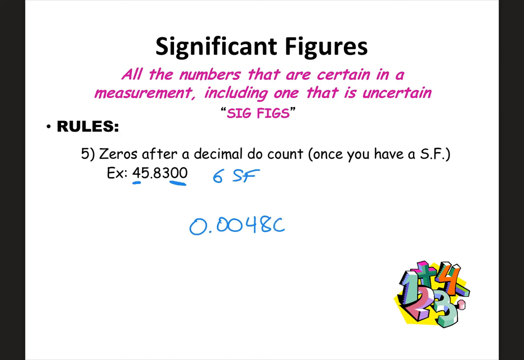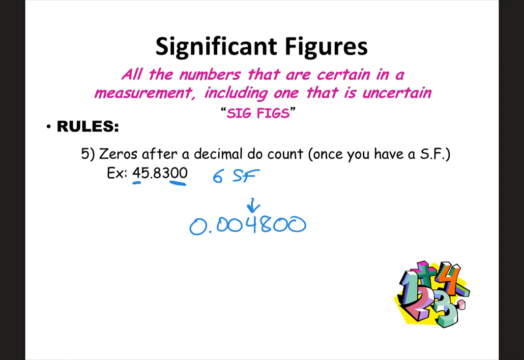What if I did this? How many sig figs would that number have now? Again, left to right, those zeros don't count until you hit your first sig fig. So the 0.00 do not count. Once you hit this 4, that's your first sig fig. That means all the other zeros to the right of that would automatically count. So you don't even have to think about it. Once you hit your first sig fig left to right, all the zeros after that point would count. So this number would have 4 sig figs.